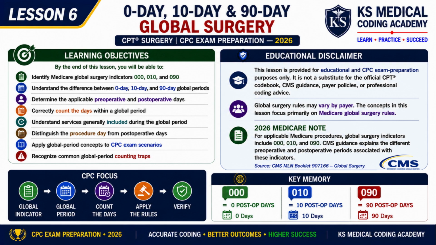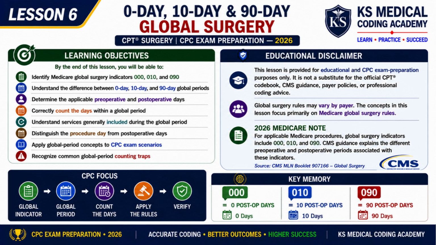Before we begin, let's review the objectives for Lesson 6, 0-Day, 10-Day and 90-Day Global Surgery. We'll learn to identify the Medicare Global Indicators 000, 010, and 090, understand the different global periods, and correctly count the applicable preoperative and postoperative days. We'll also review included services, procedure day concepts, CPC scenarios, and common counting traps. Our CPC workflow is: global indicator, global period, count the days, apply the rules, verify.